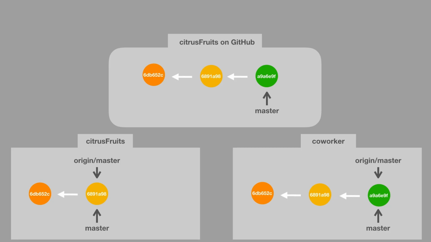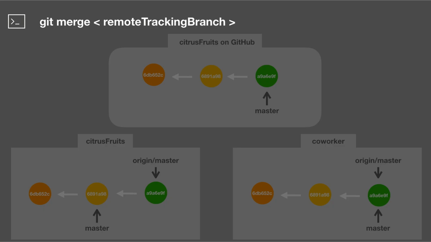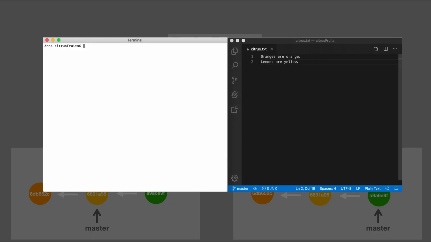So we can see that we have a green commit and our remote tracking branch points to it, but the master branch still simply points to the yellow commit. And that's because when you use the git fetch command, you simply fetch the data, you don't actually merge it in. We have to explicitly merge the changes into our master branch. So in order to do that, we're going to use the git merge command, and this time we're going to pass in the name of a remote tracking branch. So let's go see that.